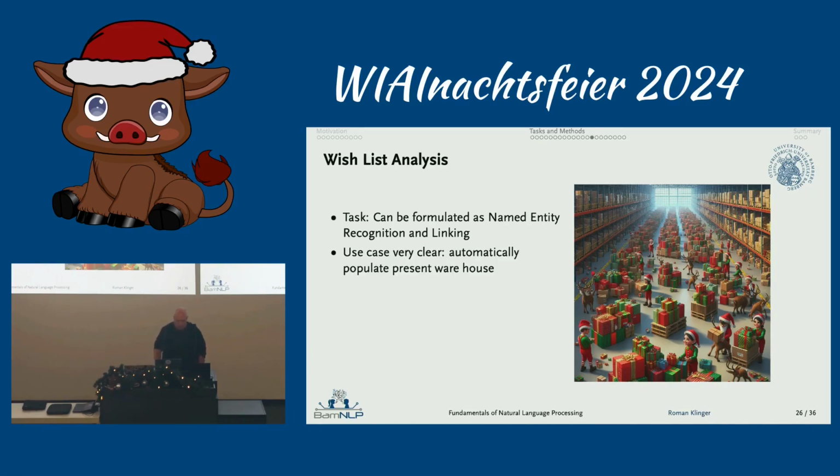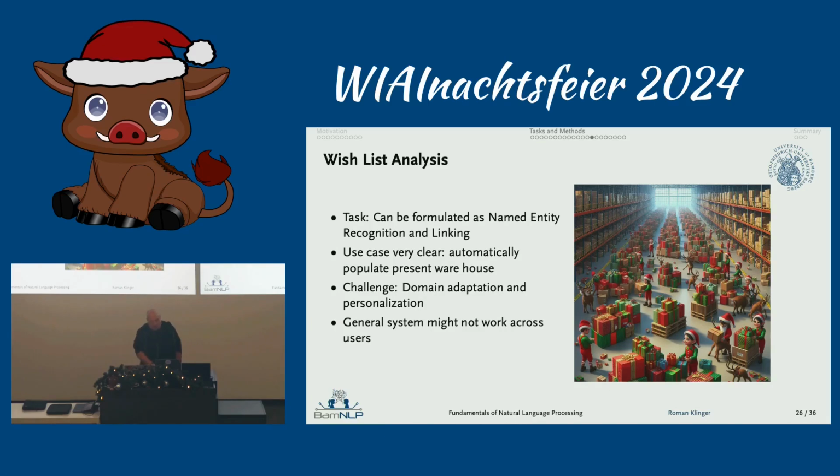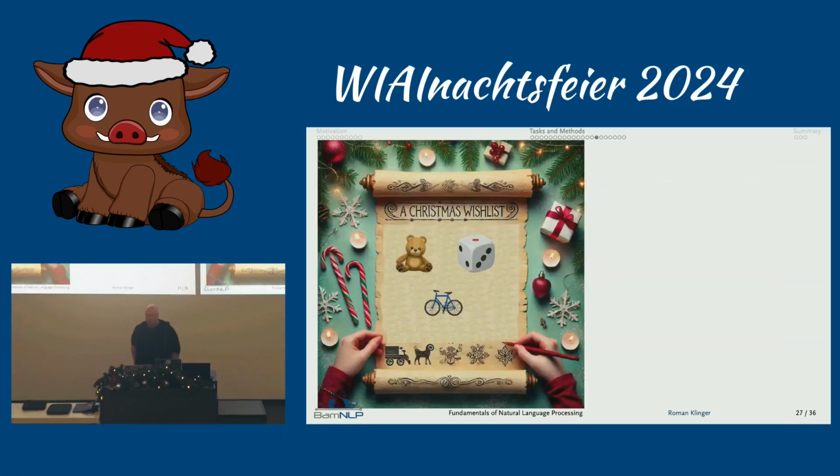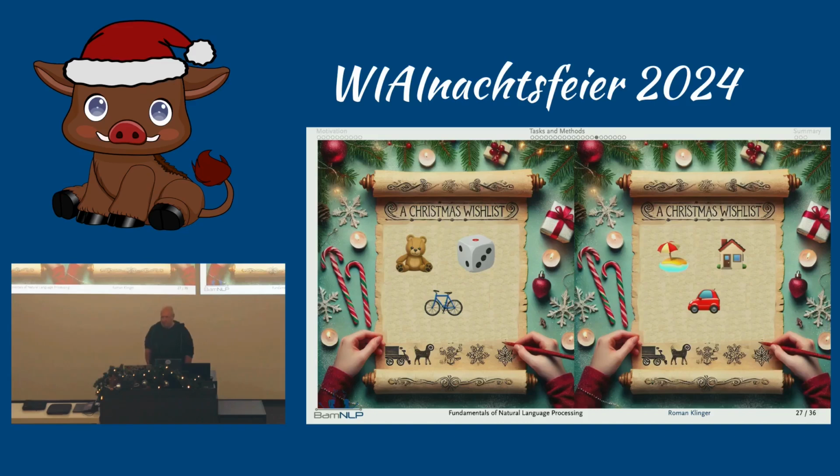The use case is pretty clear. We need to populate the present warehouse. The challenge is domain adaptation and personalization, and perhaps the general system just does not work across users. Also, perhaps generalization across users' age might be difficult. So, for instance, your first wish list could look like this. You want to have a teddy bear and a die and a bicycle. And nowadays, perhaps you want expensive holidays, a house and a car. So perhaps this is a domain adaptation problem such that the system works in general.